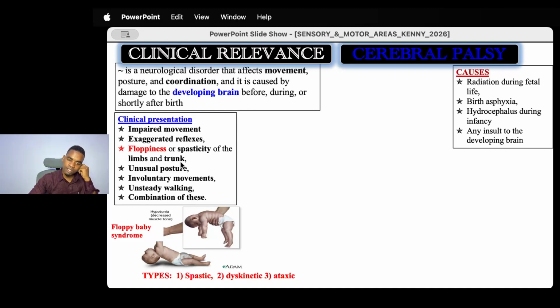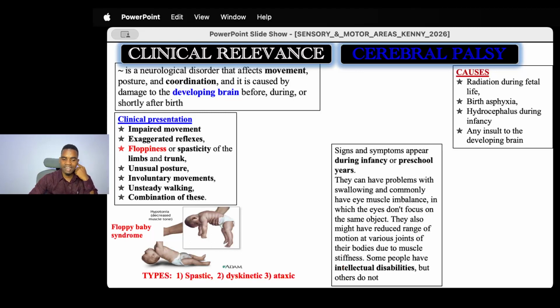So these are the clinical manifestations. A baby can have one or a combination of these signs and symptoms. They can have impaired movement, as we've said, this is a disorder of movement. But also abnormal posture, exaggerated reflexes, and floppiness. They can be floppy or spastic, with very spastic muscles. They can have unusual body posture, involuntary movement, and an abnormal gait, and you can have a combination of these. Of course, we'll have a separate session on cerebral palsy, but this is just a highlight.